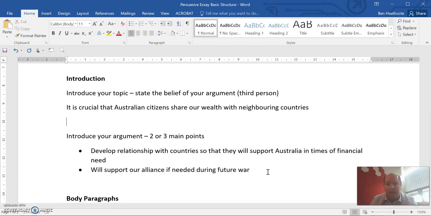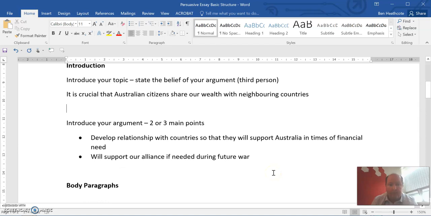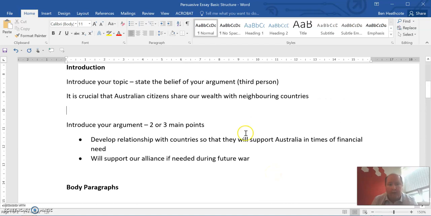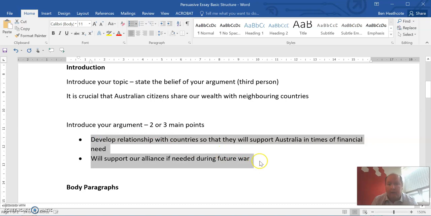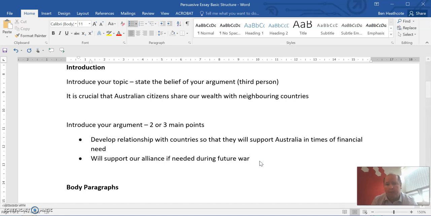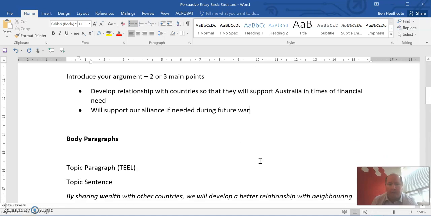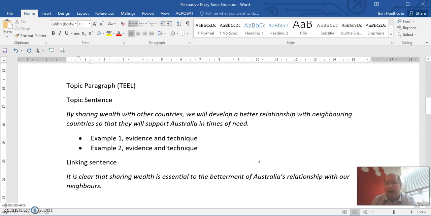We brainstormed these ideas: why we might share our wealth is to develop relationships with countries that will support Australia in times of financial need, and that it may support alliances if needed during future wartimes. So in your introduction, state your argument and then outline your key sub-arguments, the main points you'll be talking about. Obviously in paragraph form it needs to be in sentences, but while you're planning, we're just doing it in dot points. When it gets to your body paragraphs, you're going to be using the TEAL structure.